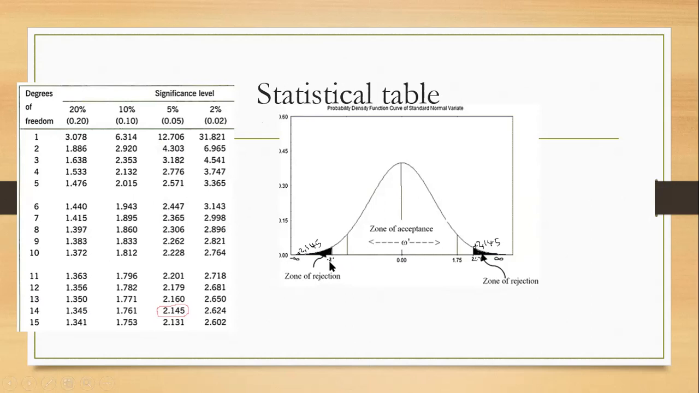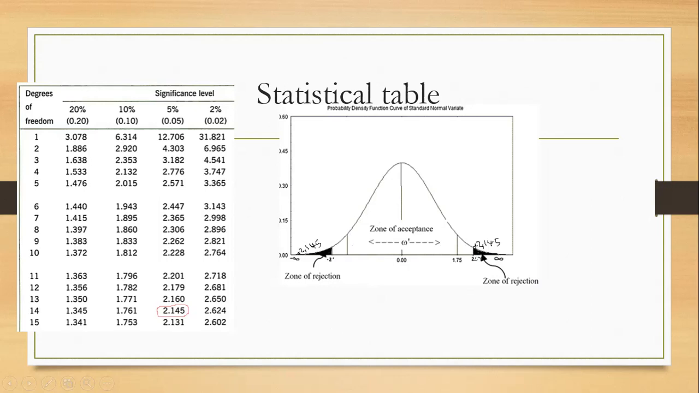So what it means is that when you go to our probability curve of the normal distribution, when we get a value which is beyond plus 2.145 or beyond minus 2.145, we reject the null hypothesis. That is what I've highlighted there as the zone of rejection. Plus 2.145 or minus 2.145, anything exceeding that. Then in between minus 2.145 and plus 2.145, we accept the null hypothesis. That is what I highlighted there as the zone of acceptance.